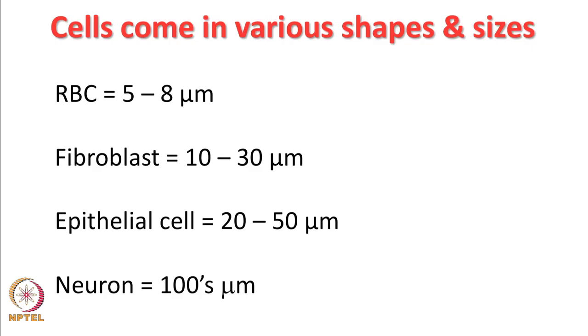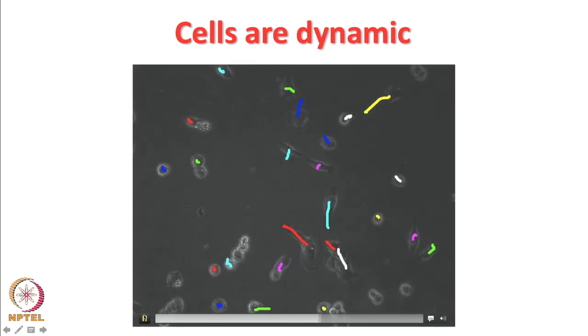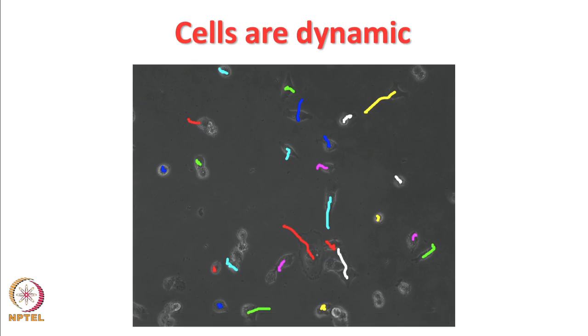I had played this video briefly to tell you that cells are dynamic, and this is what you see in a culture dish. In this particular movie, the lines of different colors depict the trajectories of individual cells within the culture dish. While some cells, like this blue cell here, did not move much, some of these cells, like the yellow trajectory here or the red trajectory here, really moved a lot. This is purely under in vitro conditions.